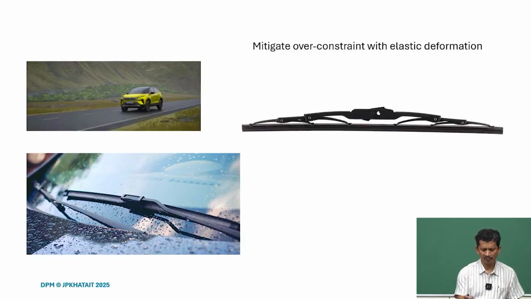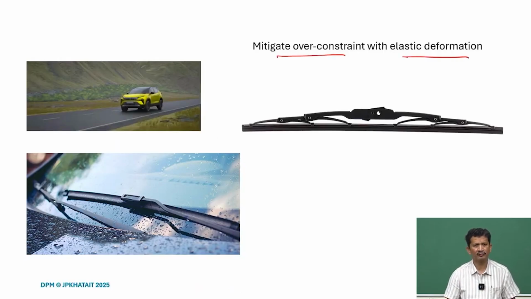One very good example of this mitigating over constraint with elastic deformation is our wiper blades also. As we see here, the glass curvature, and as it swings, the curvature may change all the time, yeah? But how to make proper contact all the time? What you realize is that there are many supports here.